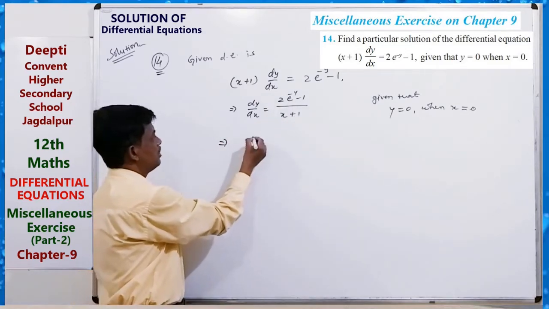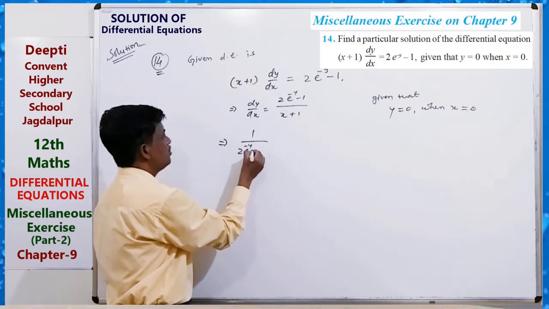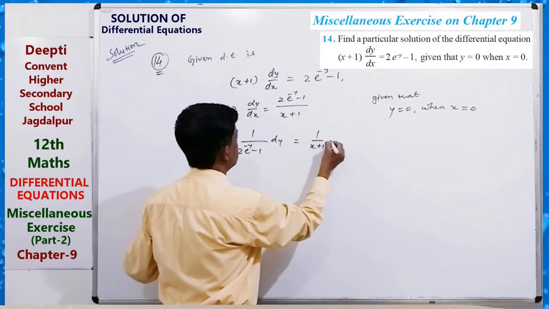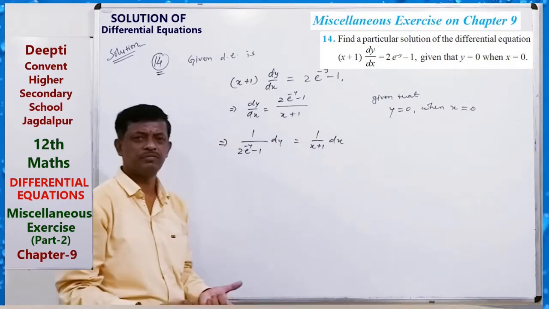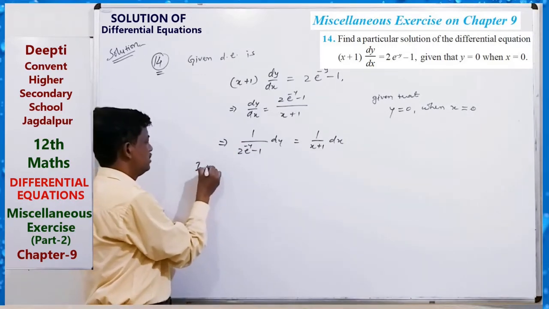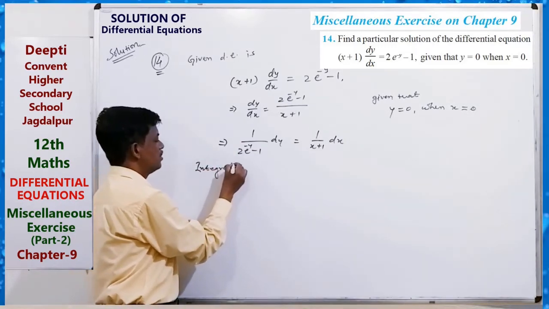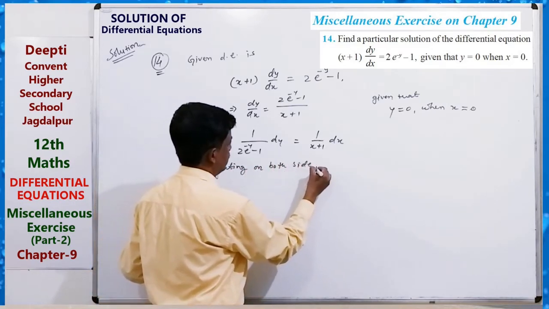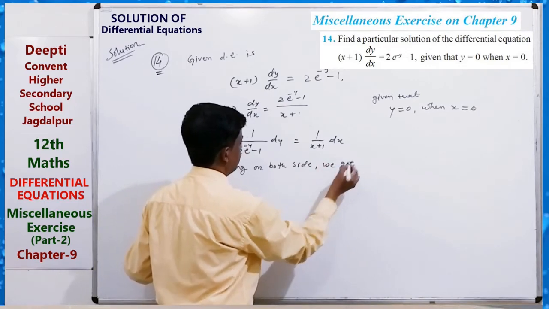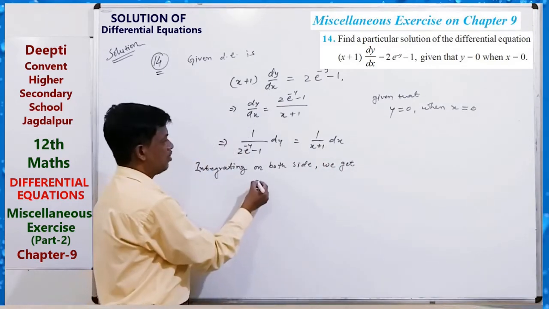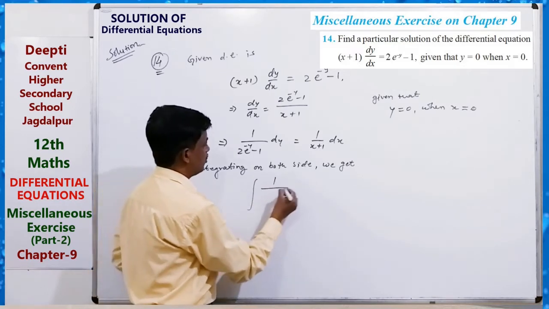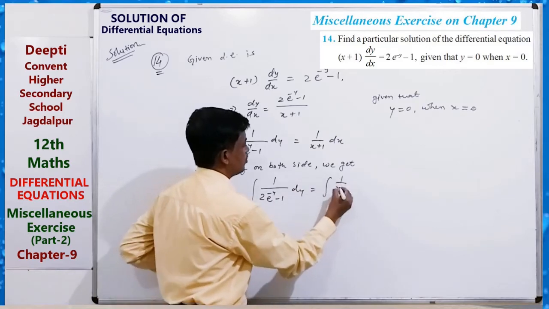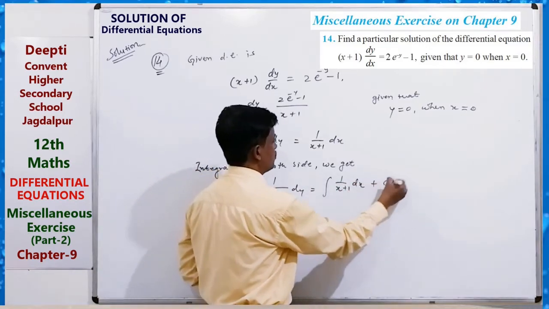So dy upon (2 e to the power minus y minus 1) equals dx upon (x plus 1). Variable separable format, very simple. So integrating on both sides, we get the integration of 1 upon (2 e to the power minus y minus 1) dy equals the integration of 1 upon (x plus 1) dx plus some constant.